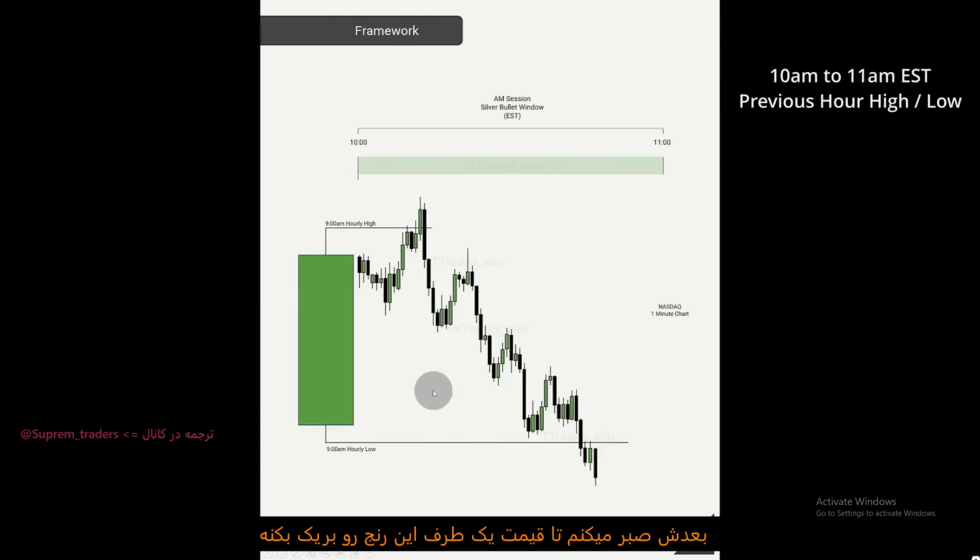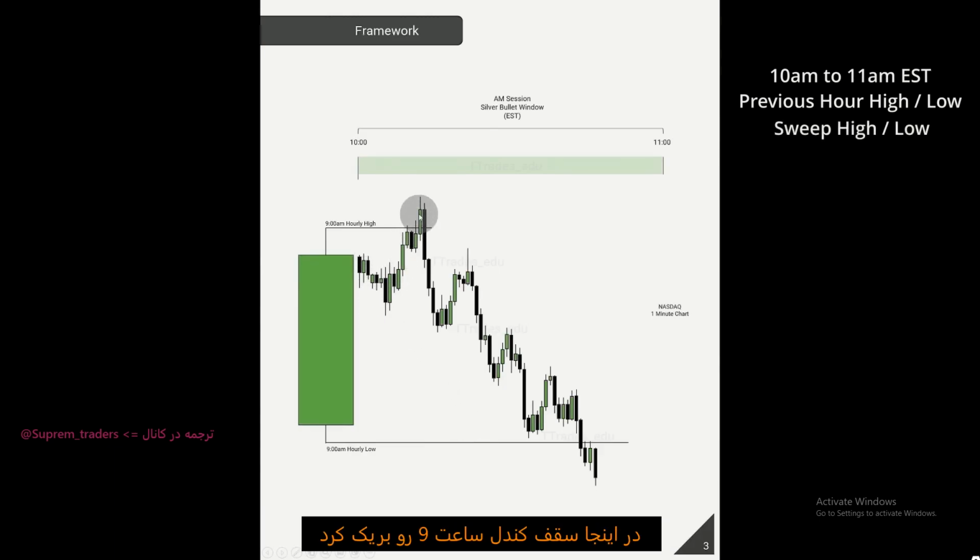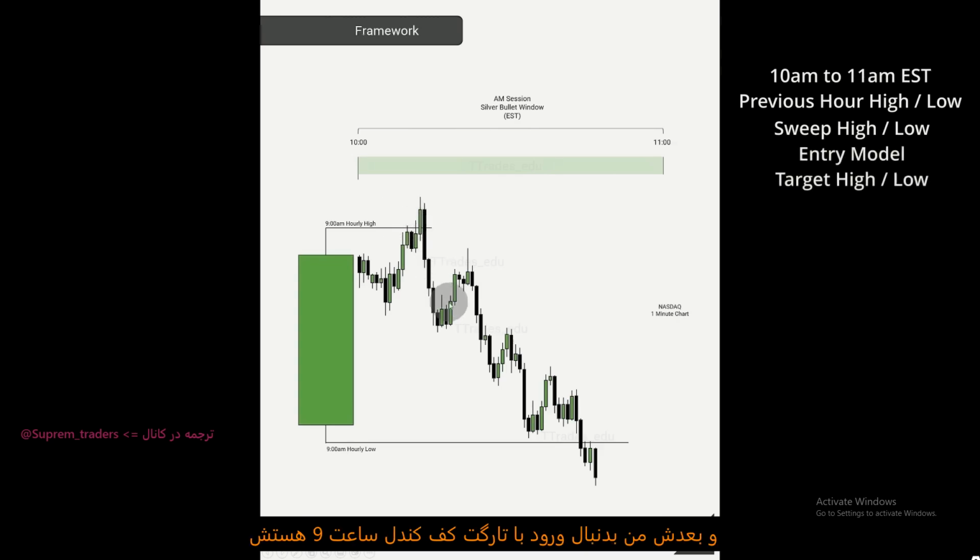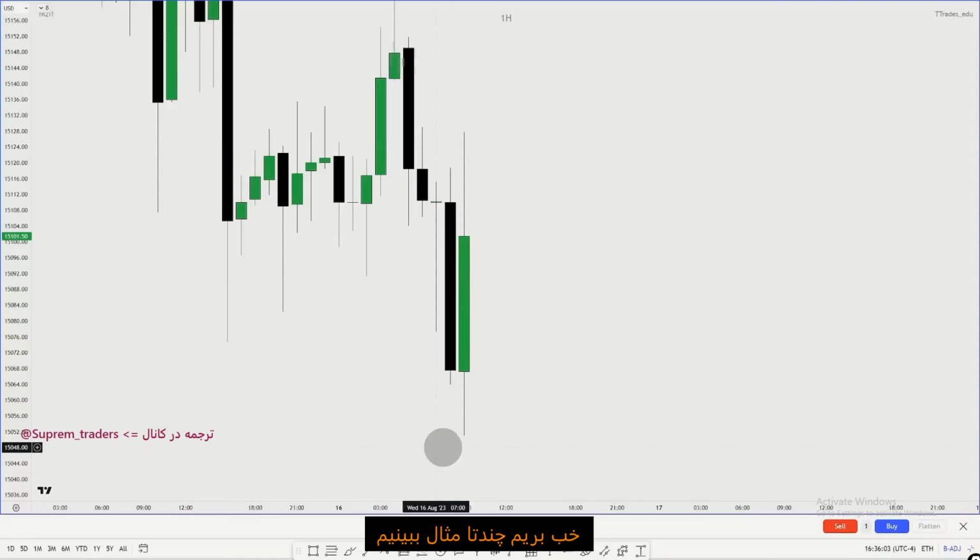After that, I am looking for price to take one side of this range. So in this case, it takes the 9 a.m. high, and then I look for an entry to target the 9 a.m. low. Similarly, if we were to take the low of this candle, then I would look to be targeting the high. Now these entries have to fall within the 10 to 11 a.m. window, or I will not be looking for them. So let's take a look at a few examples of that.